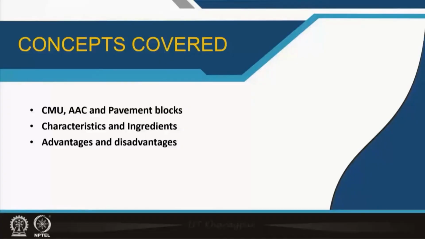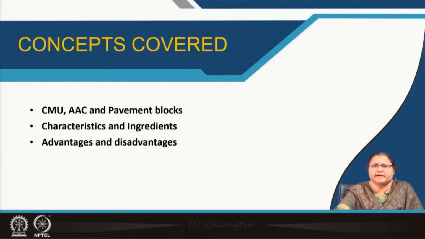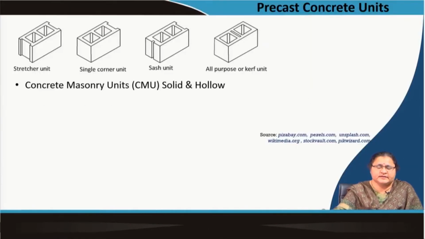So let us move forward with knowing these items, how they look, where they are used, what their characteristics are and what ingredients they are made of, and gradually we move to their use, advantages and disadvantages. So here comes the concrete masonry unit. They can be solid, in which case it will be full. Now you are seeing pictures of units which are hollow.